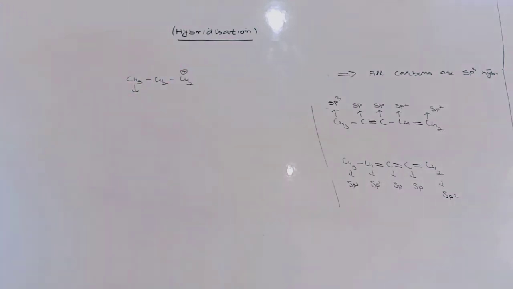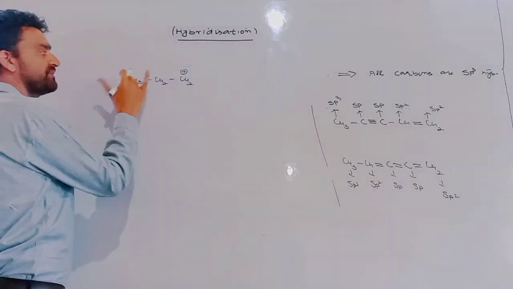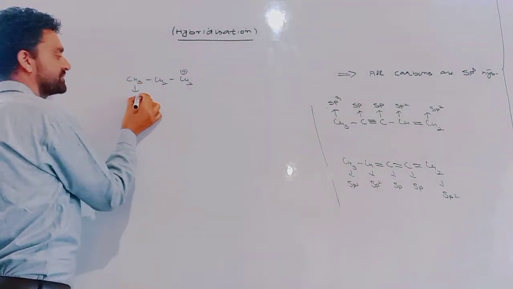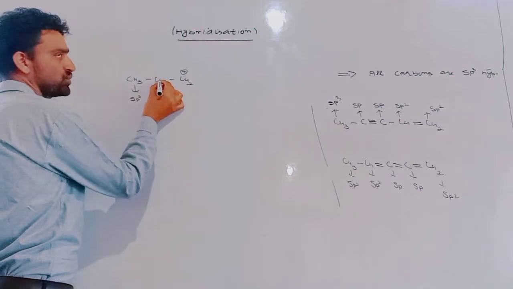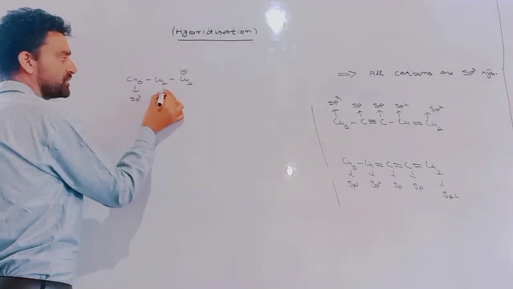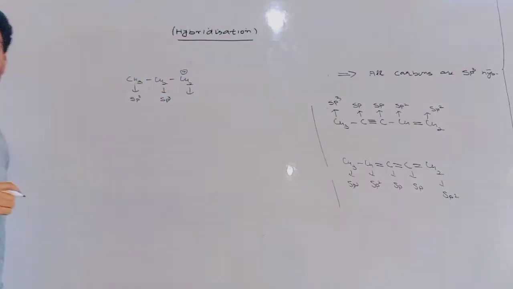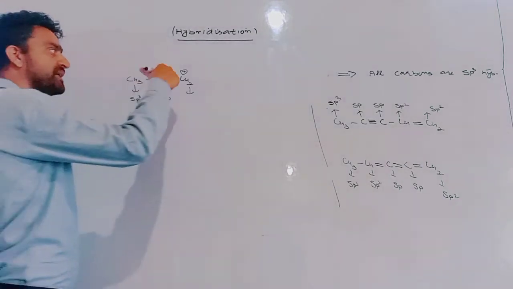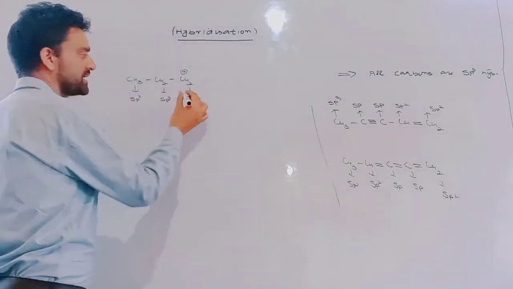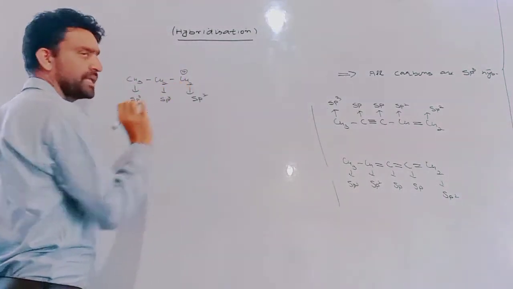All sigma bonds. How many sigma bonds? 4, right? 3 sigma bonds with 3 hydrogen, 1 with carbon, it is sp3. This carbon, 2 sigma with 2 hydrogen, 2 sigma with other 2 carbon, it is sp3. What is the hybridization of this carbon? It has only 3 sigma, not 4. Because the 4th sigma bond is lost, it has developed a positive charge. It is sp2 hybridized, right?